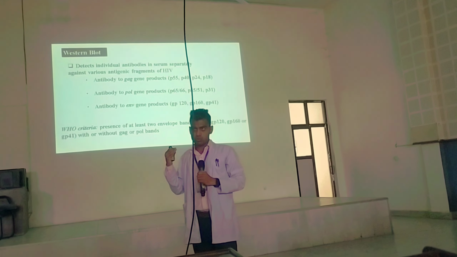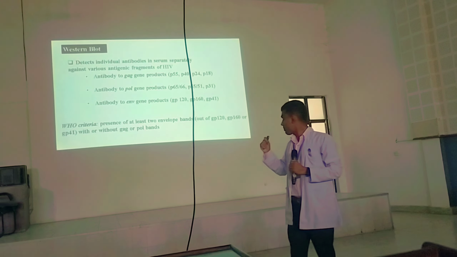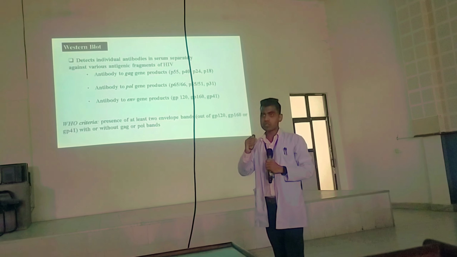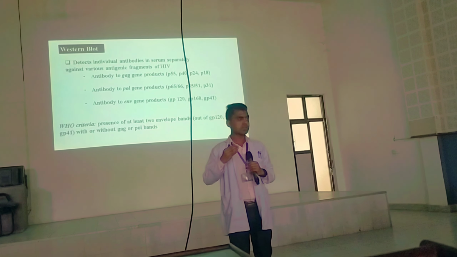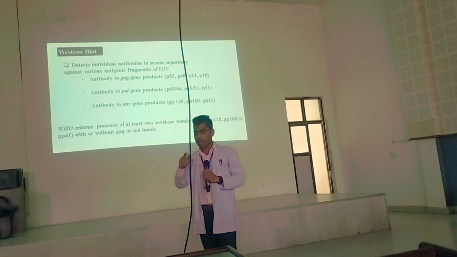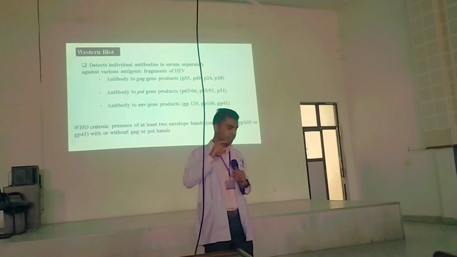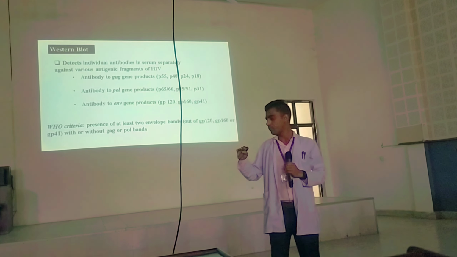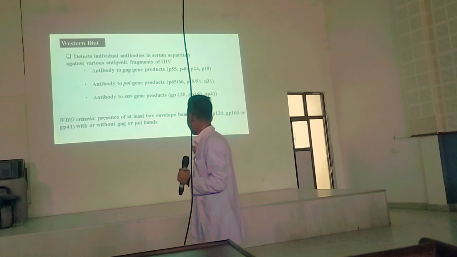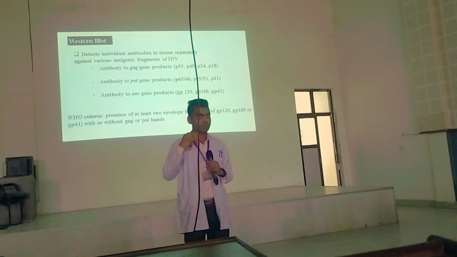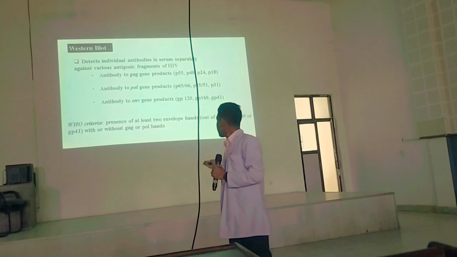Two criteria have been given, one according to WHO and the other according to the CDC. According to WHO, at least two bands should appear, and they should be envelope bands, that is, any of glycoproteins 120, 160 and 41 can be there. If two bands appear without involvement of gag or pol, that will indicate a positive test. But in the case of the CDC, any bands can appear, either gag encoded, pol encoded or envelope encoded bands. In this way we can validate the result of the screening test by the Western blot test.